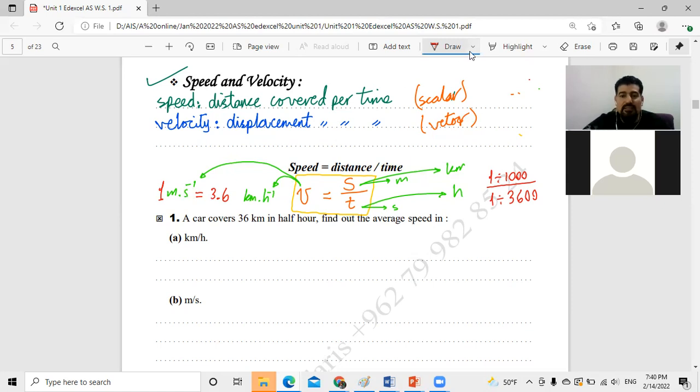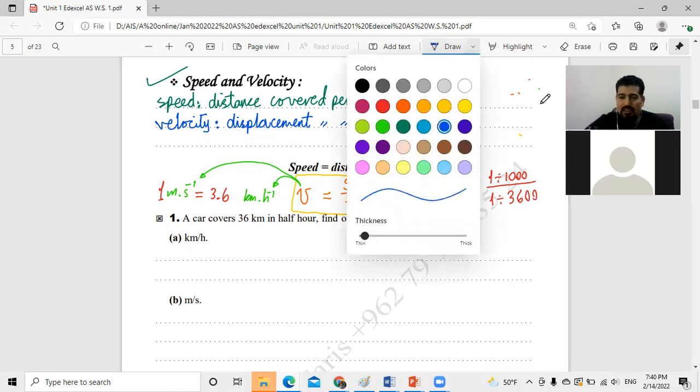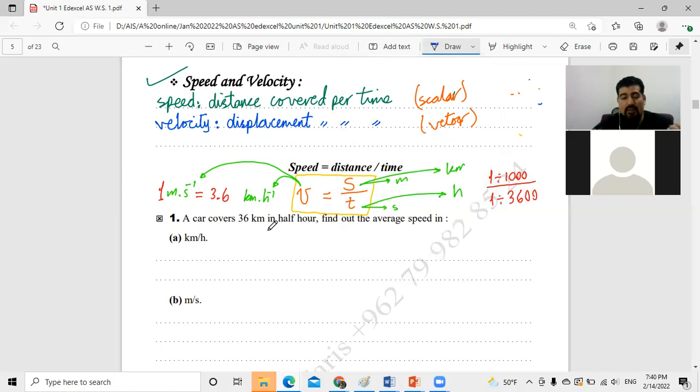Okay, let's do this small example quickly so we understand more. We will understand and realize the differences between speed and velocity, meters per second and kilometer per hour. A car covers 36 kilometers in half an hour. They give us the distance and they give us the time. Find out the average speed. Why do they say the word speed, not velocity?